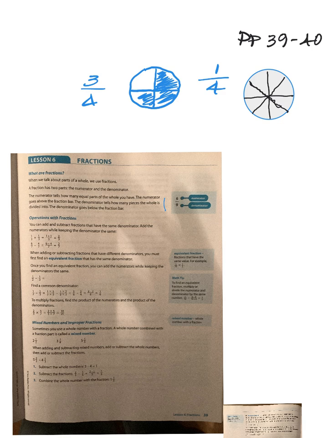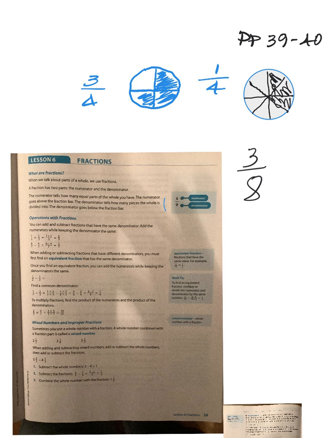So again, we have a whole circle. It's divided into parts, and all I'm interested in is how many of the parts I want. So 1, 2, 3, 4, 5, 6, 7, 8. That's 8 parts. Okay, so 8 parts, and let's say I only want 3. 1, 2, 3. So I'm taking 3 out of the 8 total parts. So my fraction is 3/8, or 3 of the 8 parts. So that's really all a fraction is.